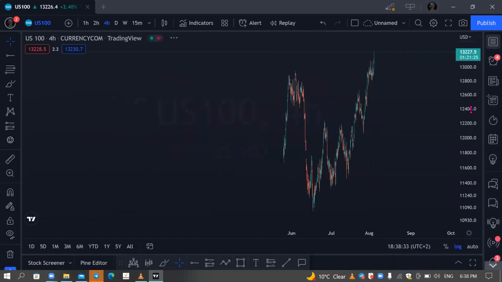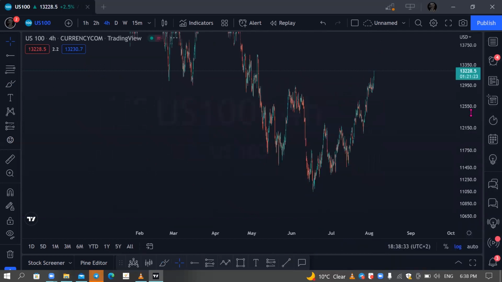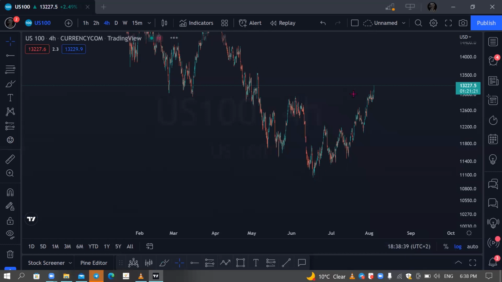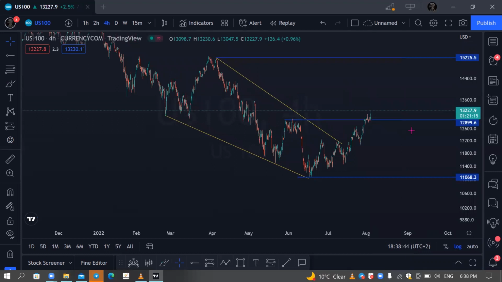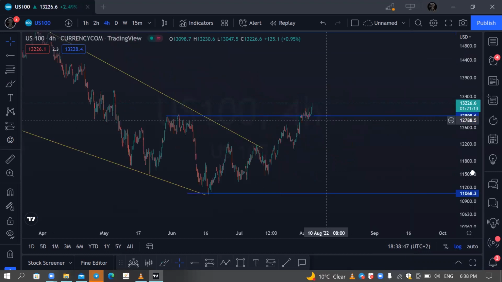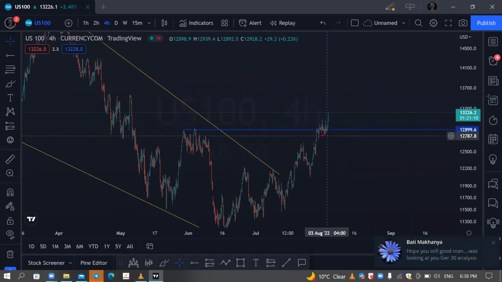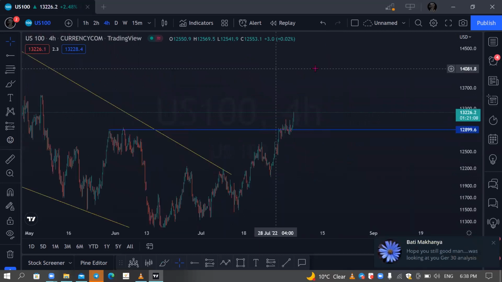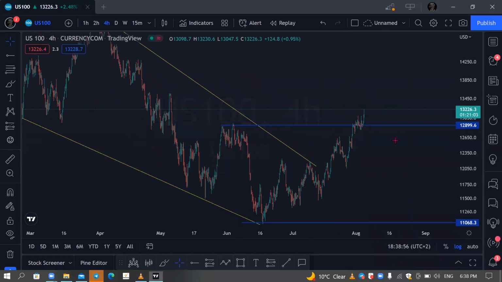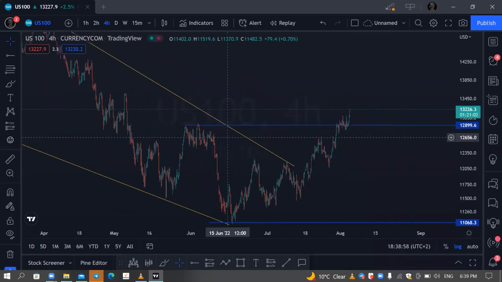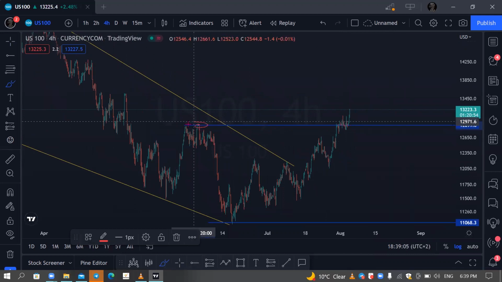Let's see, we are on the four hour, so I'm just waiting for my charts to load. Remember I told you guys. On Nasdaq, what's important is we broke this high here. As you can see, now we are pushing.